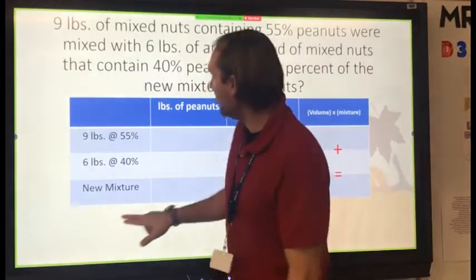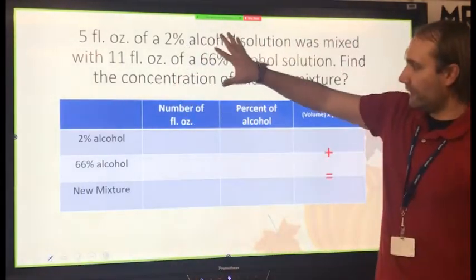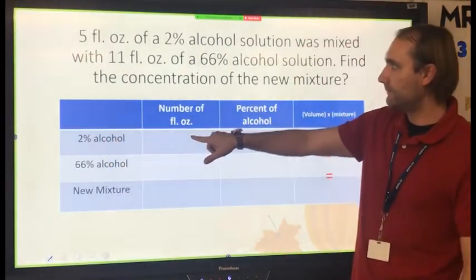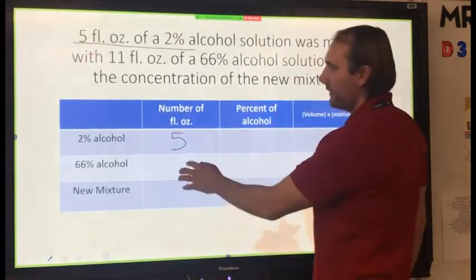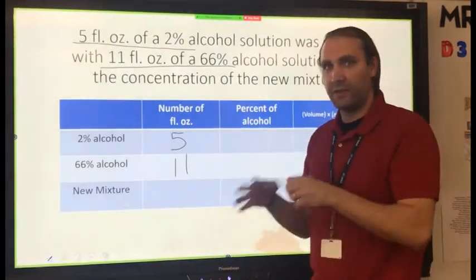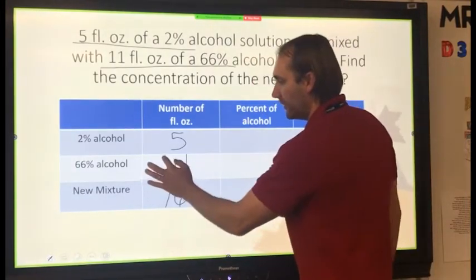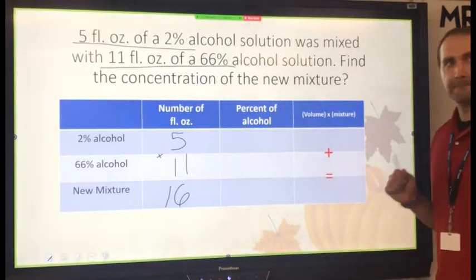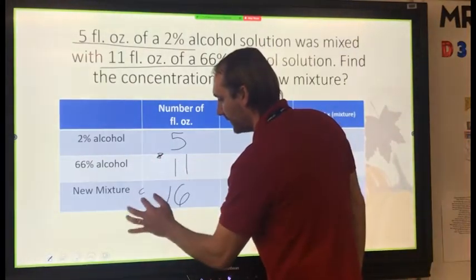So, like all of our word problems, we want to make a table. First off, we want to find the volume. How many fluid ounces do I have of my 2% alcohol? 5. How many fluid ounces do I have of 66% alcohol? 11. And when I add the two together, I have 16 ounces. So how do you get the new mixture? You're adding them. 5 plus 11 is 16.